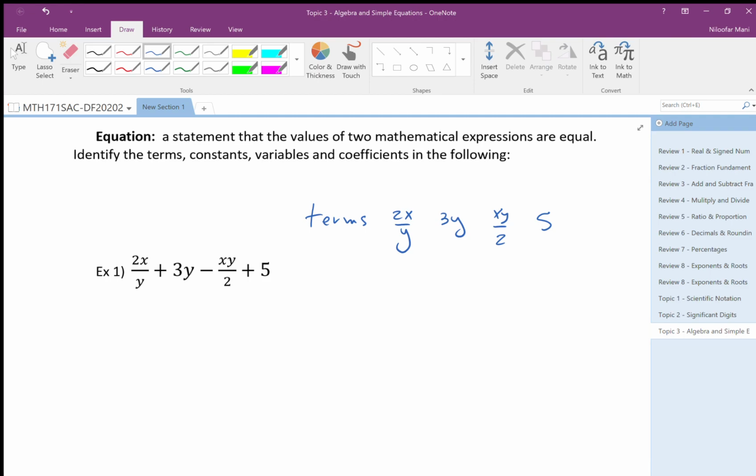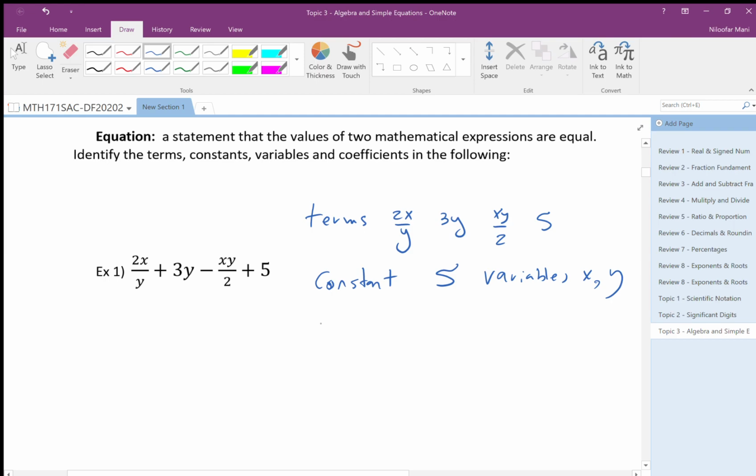Okay, how about constant? The constant, which doesn't change, is 5. How about variables? Variables are x and y. Do I have any other variables? No. So I have to say x and y.